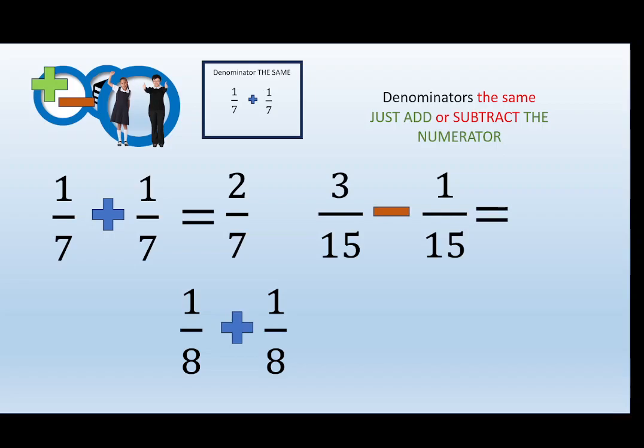And the next one, this is subtraction though. Denominator is the same, it's 15. What do I do? I add the numerators. No, this is subtract, isn't it? So I'm 3 take away 1. It's 2 over 15.